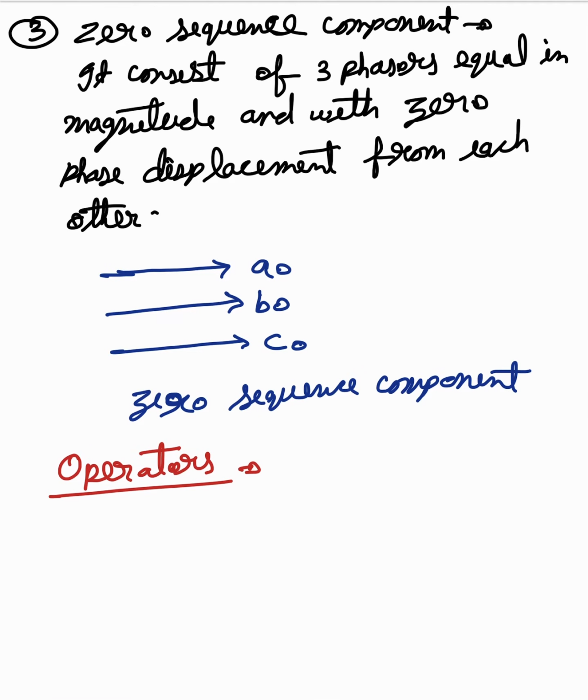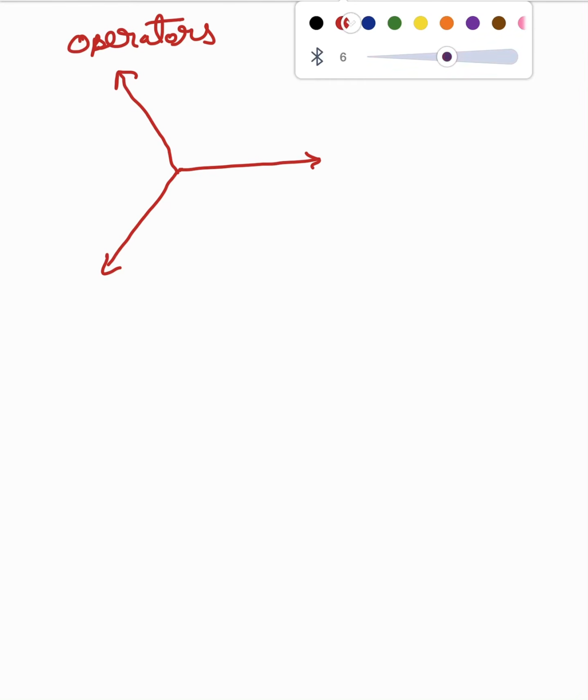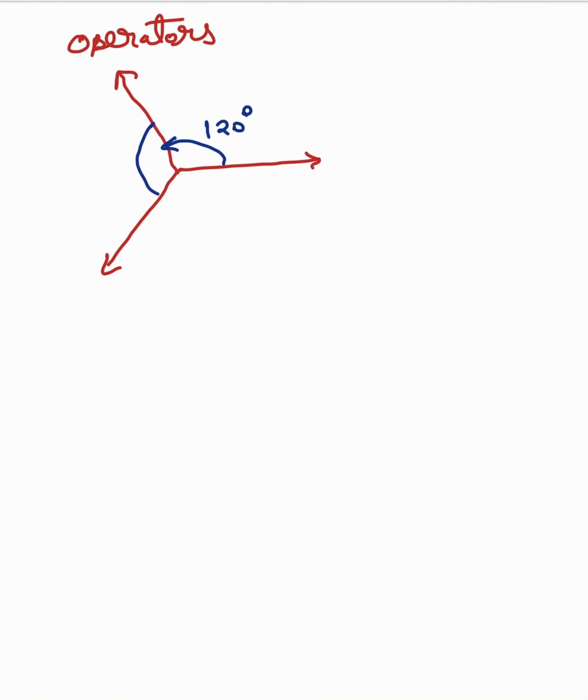Okay, so now let's discuss the operator. What is that operator? This is the phasor diagram. Here the angle is 120 degrees, here 120 degrees, and here 120 degrees. So this is alpha square and then alpha cube.